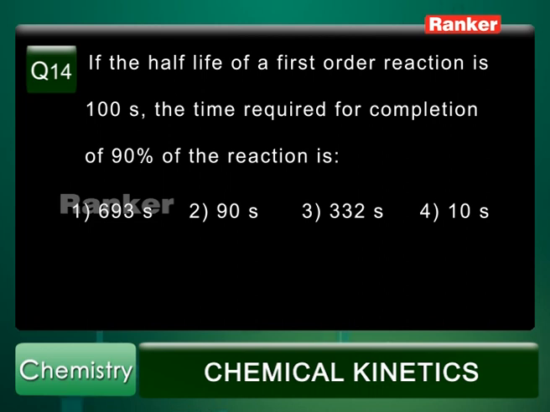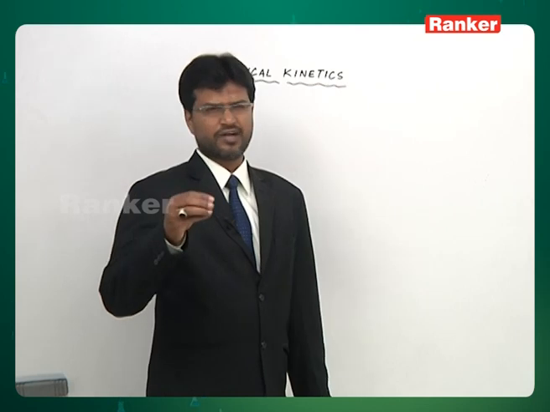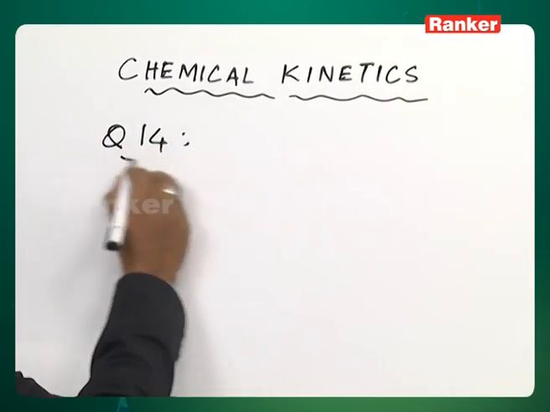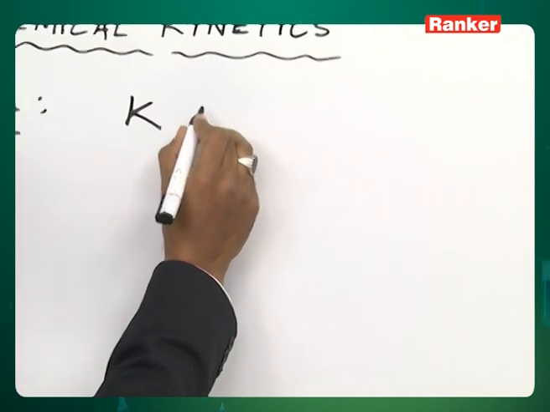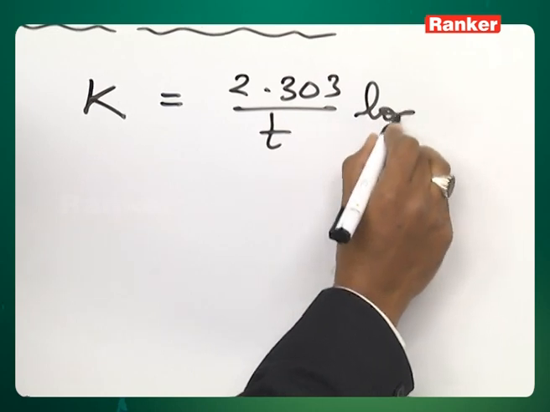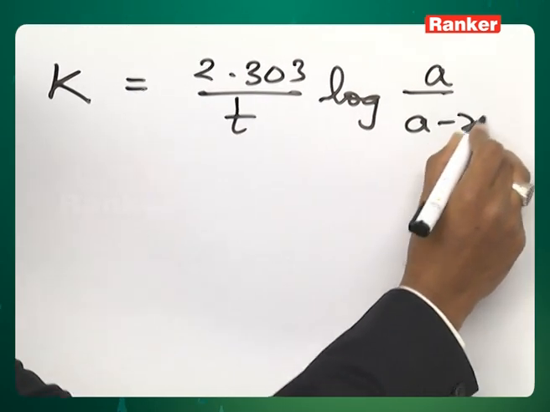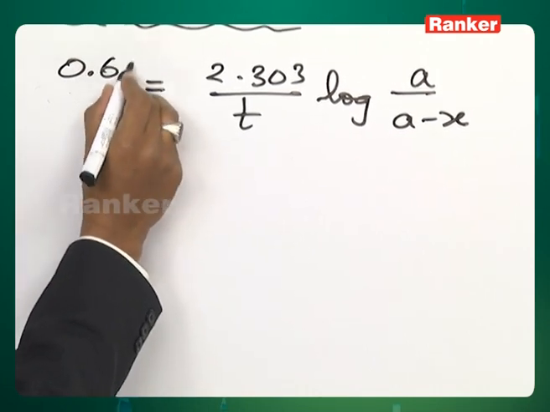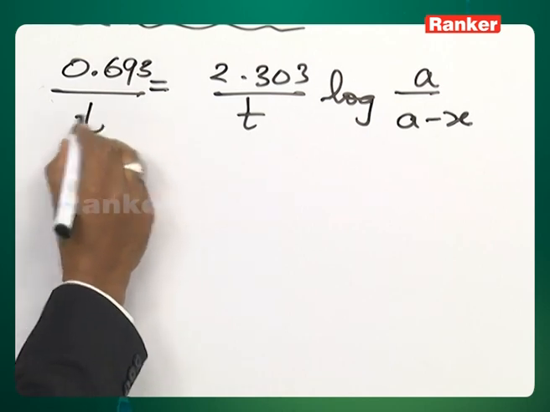Question number 14. If the half-life of a first order reaction is 100 seconds, the time required for completion of 90% of the reaction is. This question can be done in two ways. You have a shortcut also. I'll first discuss with the help of the first order rate equation. K = 2.303 / t log a / (a - x), and we already know that K is nothing but 0.693 / t half.